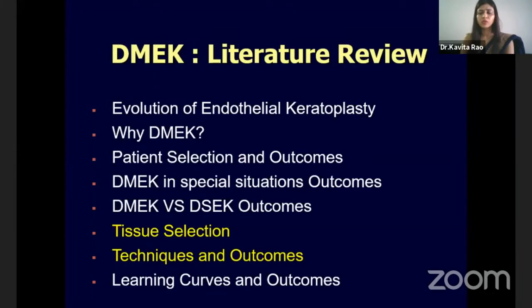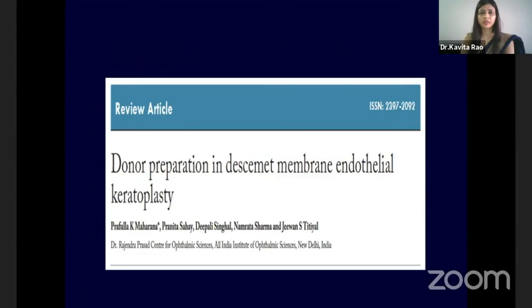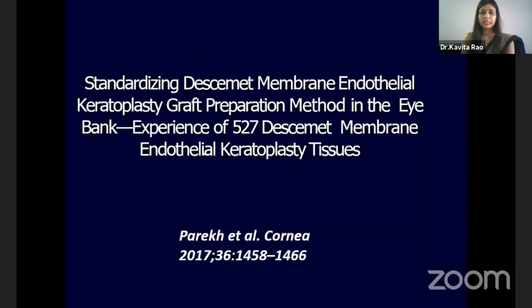So moving on to the next literature review about tissue selection. Again, Rishi has covered a little bit. There's a review article which I've looked at extensively, about how the donor should be prepared in DMEK, and this is another study in which they have put forward their experience about stripping tissue in 527 tissues.